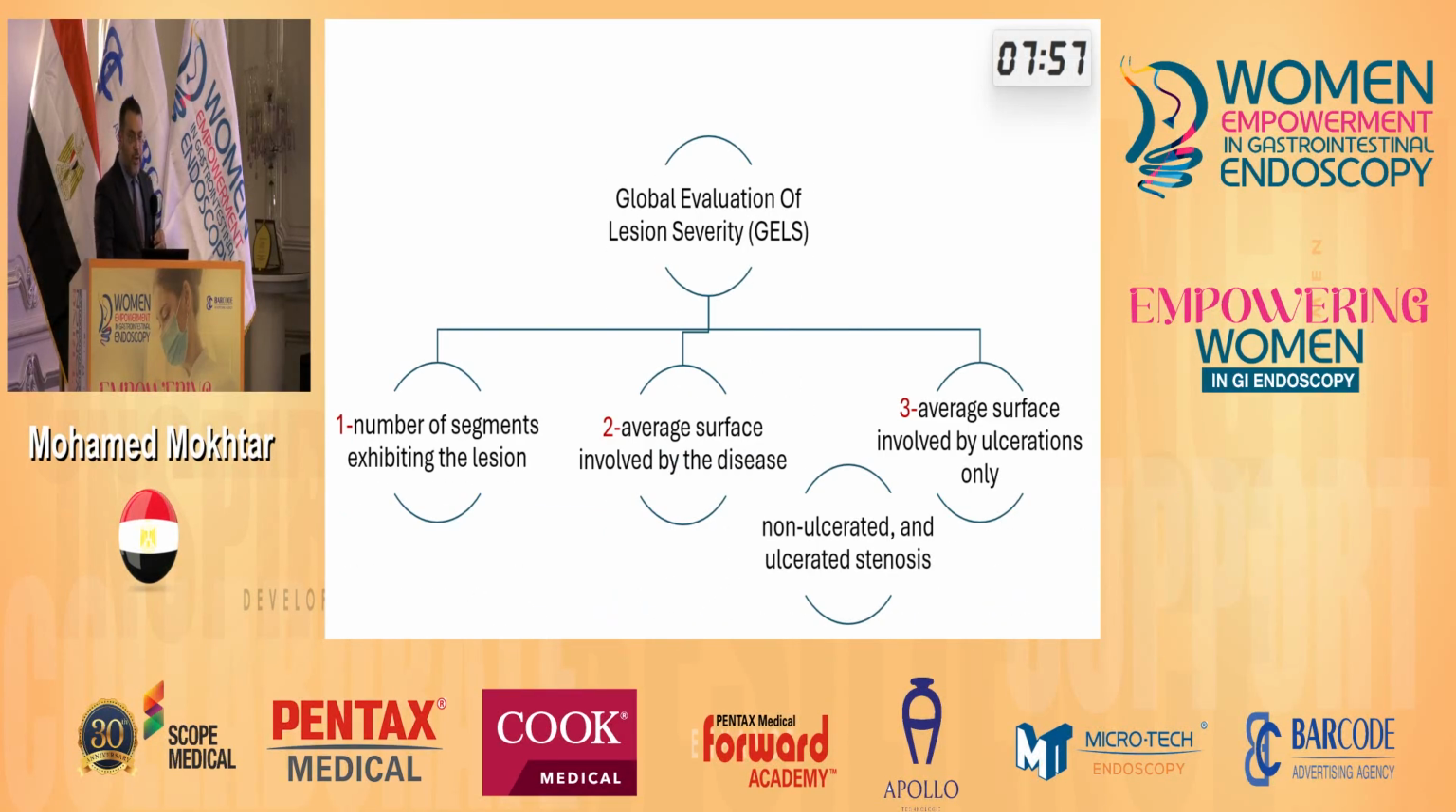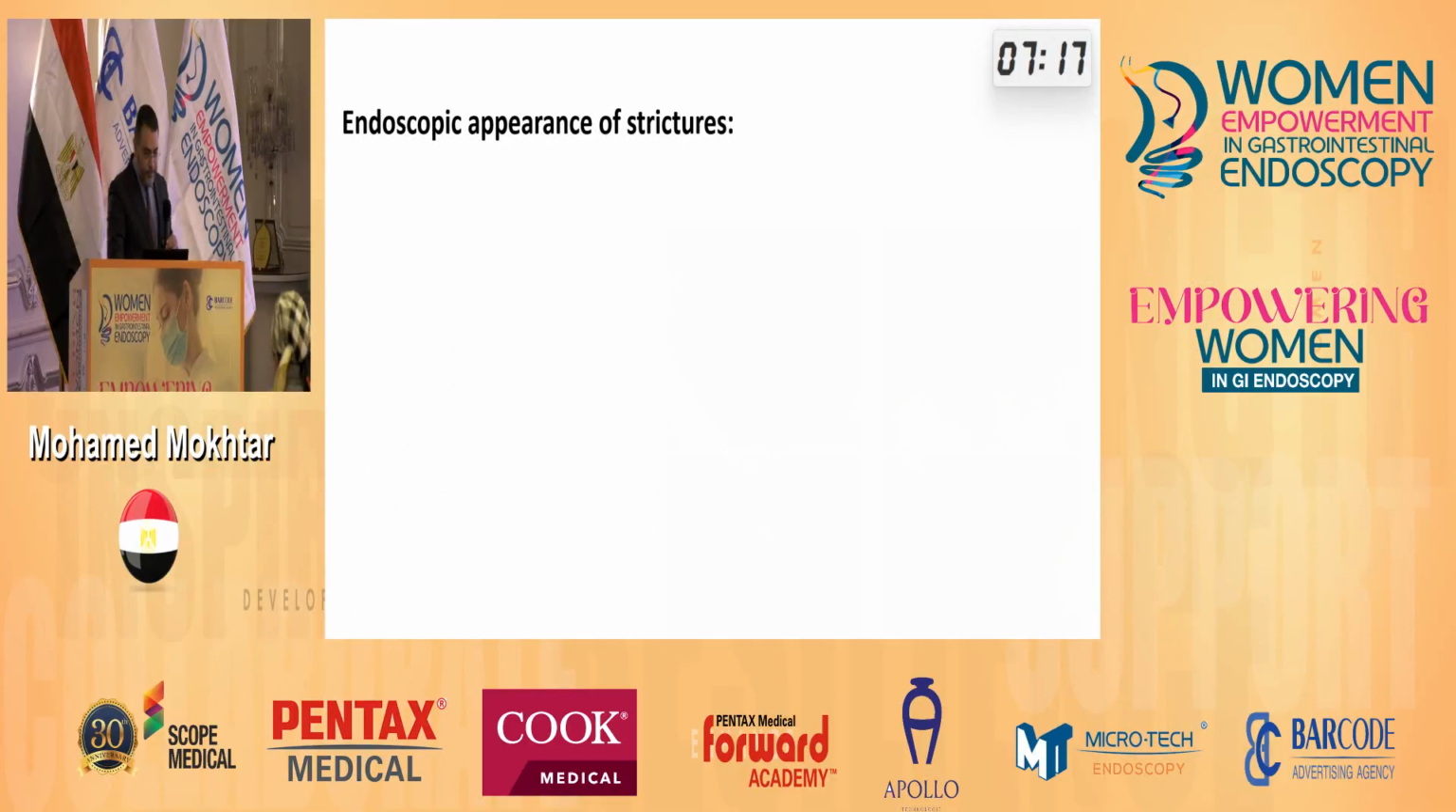The global evaluation of lesion severity passes through levels. First, you have to describe the number of segments exhibiting the lesion. Then, in these segments, you will search for the average surface area affected by the disease as a whole. Then the average surface area involved by ulceration. Then whether there is stenosis or not. Again, first of all, the number of segments affected by Crohn's, then the total area affected by the disease, then the ulcerated surface area, then the presence of ulcerated or non-ulcerated stenosis.